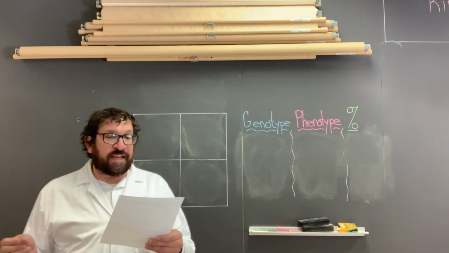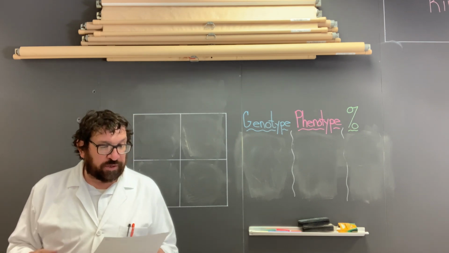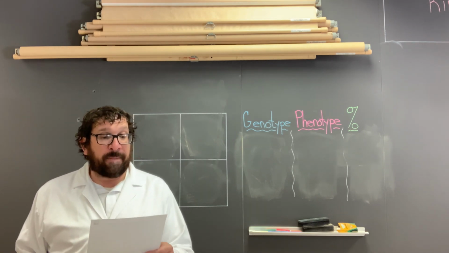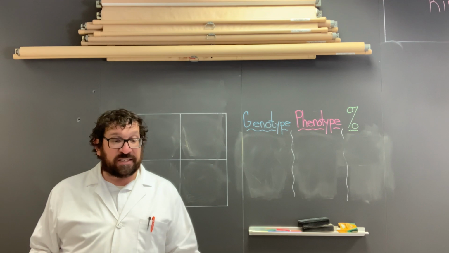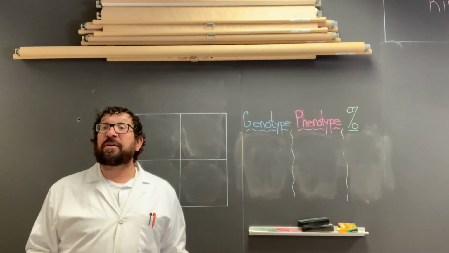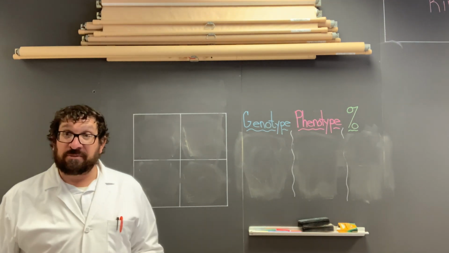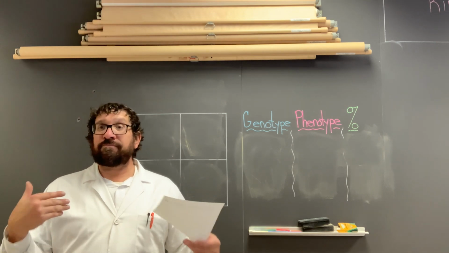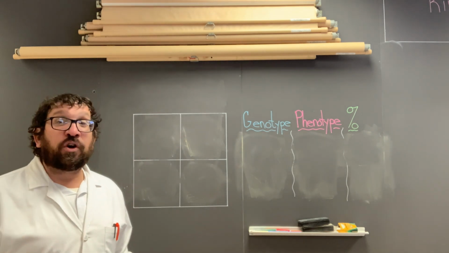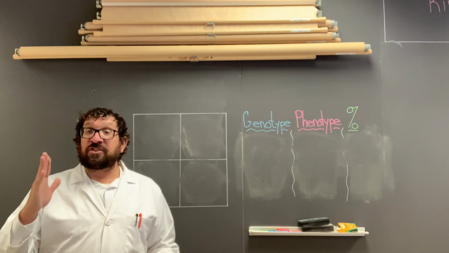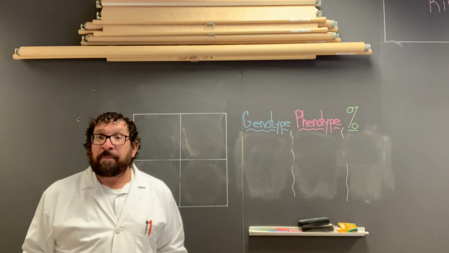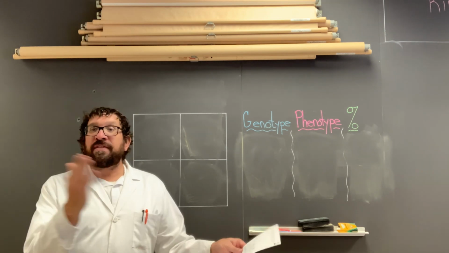So in this case right here, we are talking about tongue rolling. Suppose a man who is capital T, small t for tongue rolling, marries a woman who's capital T, small t for tongue rolling. Well, let's go ahead, and I've told you we're gonna put the male's genes on the side, the female's genes at the top. I want you to do that and then make the cross.